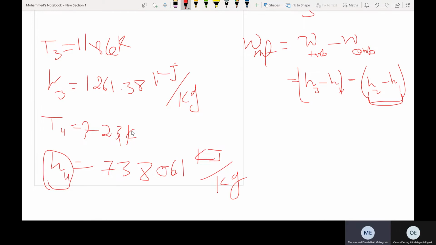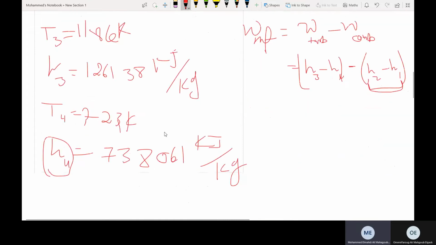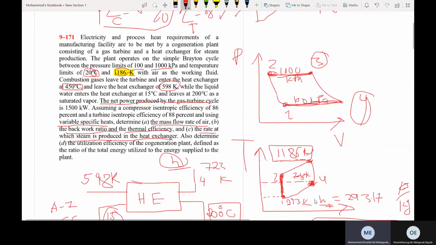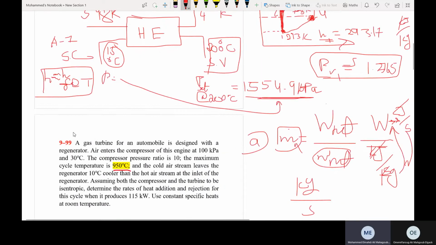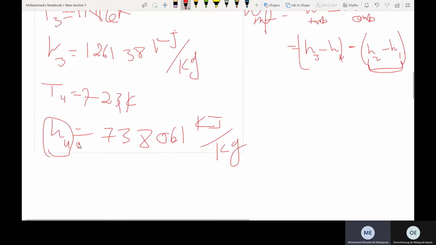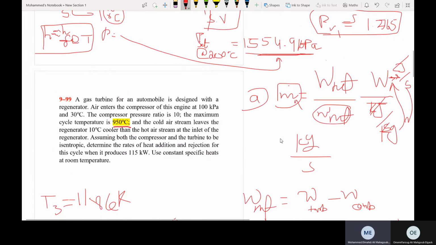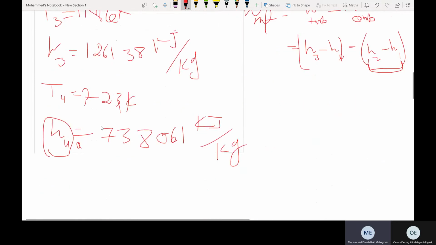That's the question. In the first question, I only had the temperature of point 1, and then I assumed that the process is isentropic. I got H2 for the isentropic process, and then I used the isentropic efficiency to know H2 actual. But here I have both temperatures. If you have both temperatures, this means that this point is, of course, the actual point because he gives you the temperature. If this point was not the actual point, there would be no need to give you the temperature of point 4.